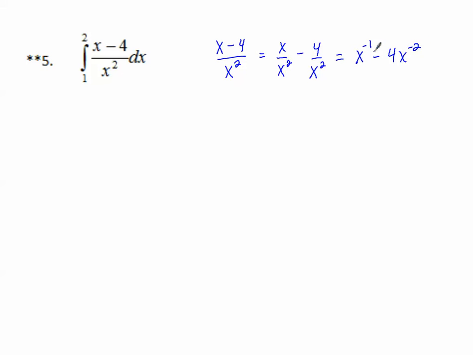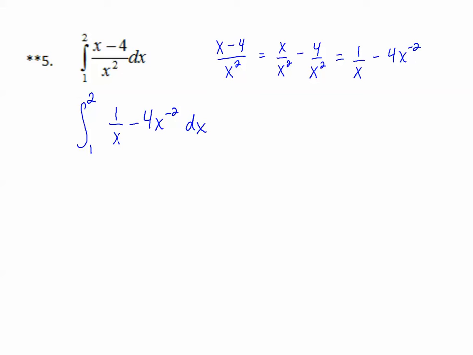Now, I really shouldn't have written that as x to the negative 1 because I know that power rule won't work for that guy. So I'm going to leave this one as 1 over x. When it's 1 over x, I have to use my natural log. So let's rewrite our integral from 1 to 2 of 1 over x minus 4x to the negative 2 with respect to x. What I got when I divided.